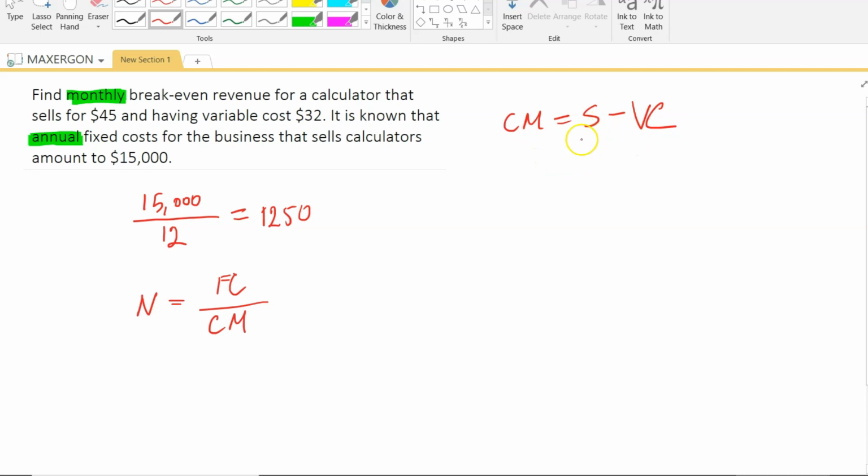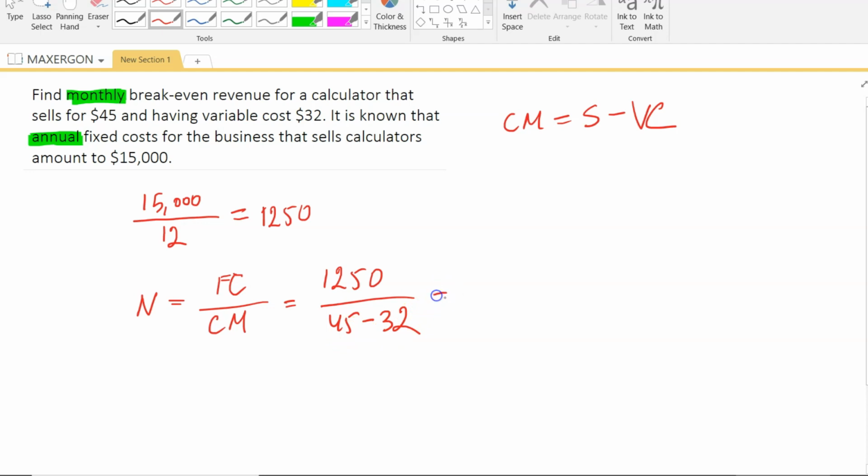Contribution margin is the amount that we contribute towards paying off the fixed costs and potentially towards making some net income. In this case, this formula should be clear. So we take all the fixed costs and we find how many times contribution margin fits into the fixed costs, which will give us the number to break even. This is equal to fixed costs per month, which is 1,250, divided by contribution margin, which is found as 45 minus 32, because $45 is the selling price and $32 is the variable cost.